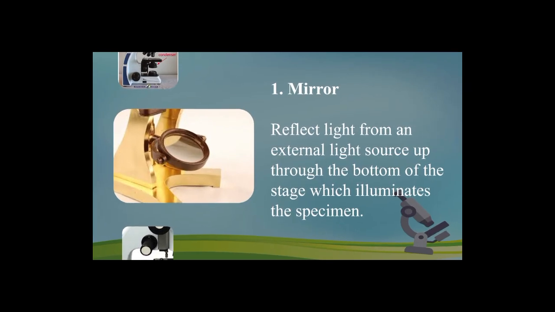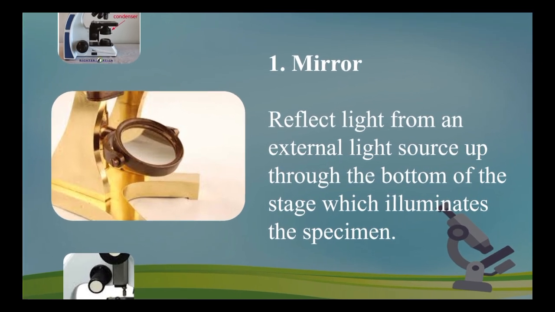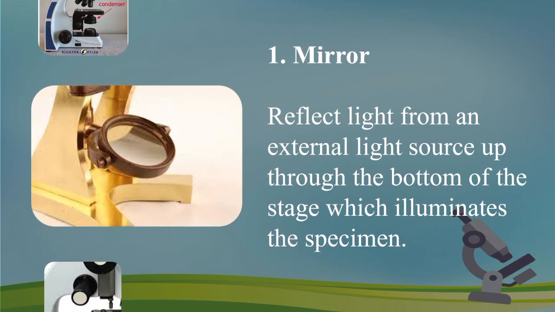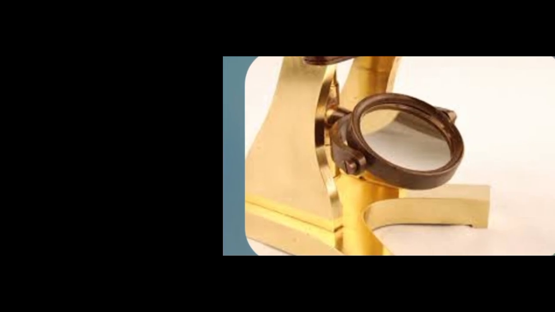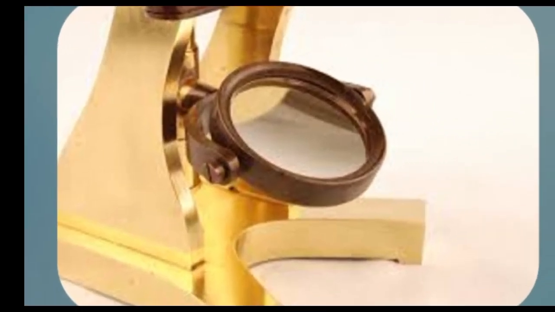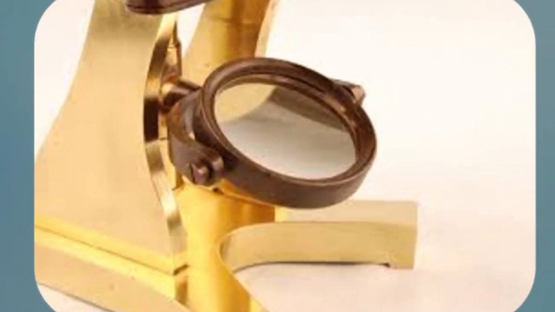The next part is the mirror. The function of the mirror is to reflect light from an external light source up through the bottom of the stage, which illuminates the specimen. This is very important because it provides enough light in viewing the specimen.